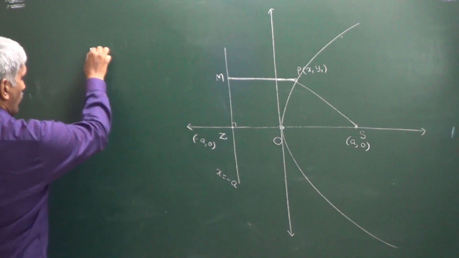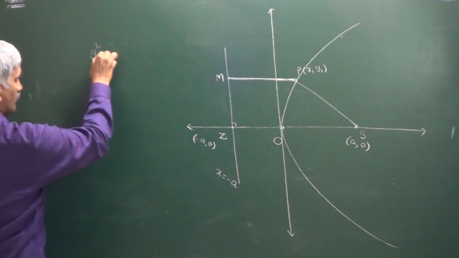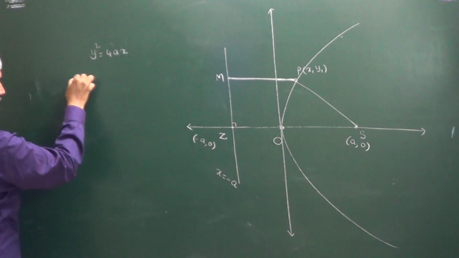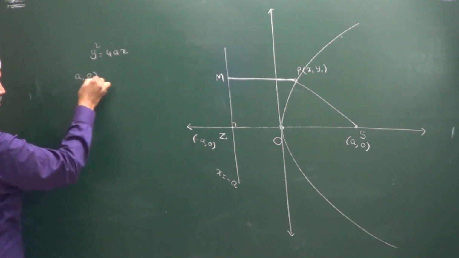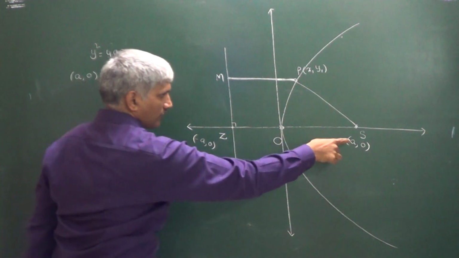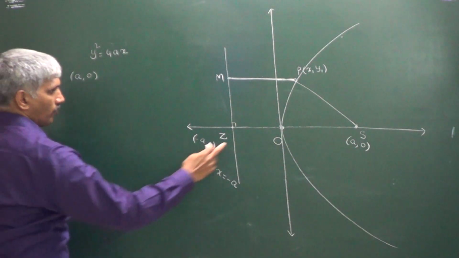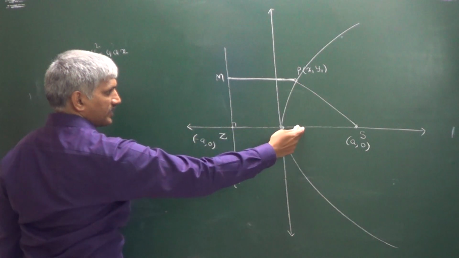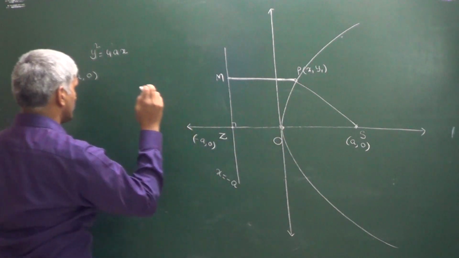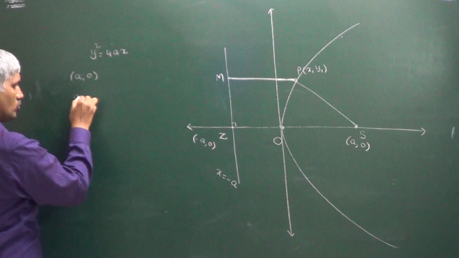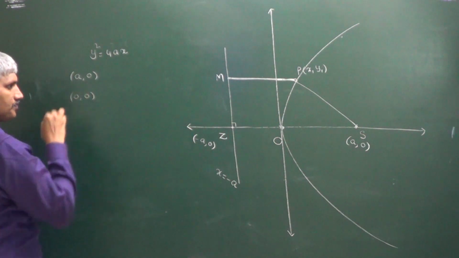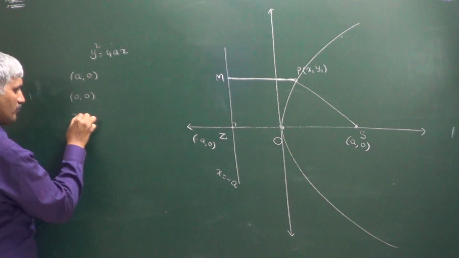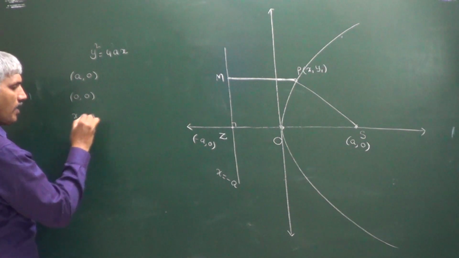For the parabola y square is equal to 4ax, all of you observe. We got the coordinates of the focus as a comma 0. The vertex, where the parabola meets the principal axis, is called the vertex. We got vertex equal to 0 comma 0. And this is the directrix. The equation of the directrix we got is x is equal to minus a.